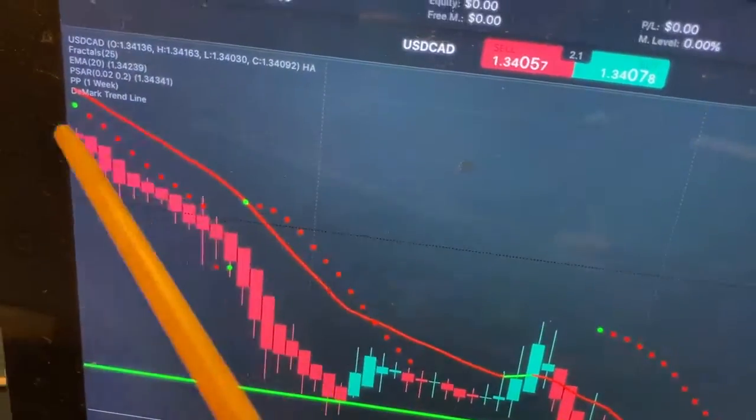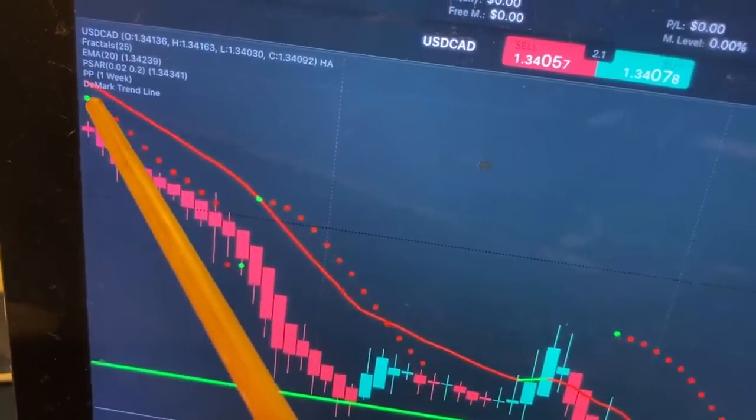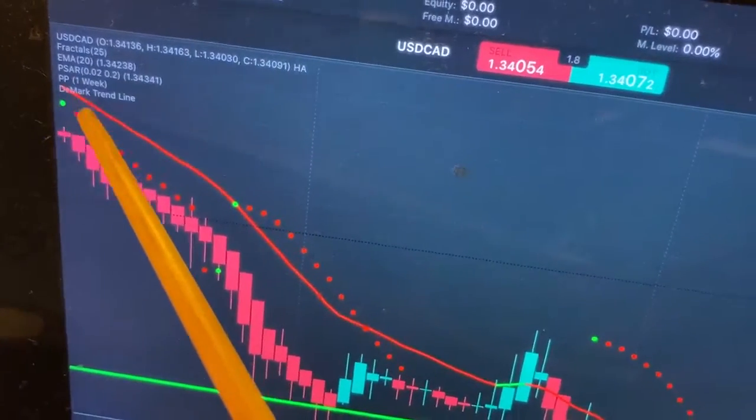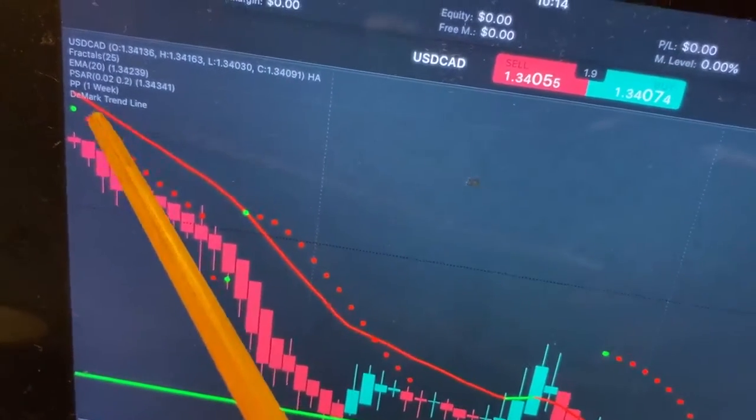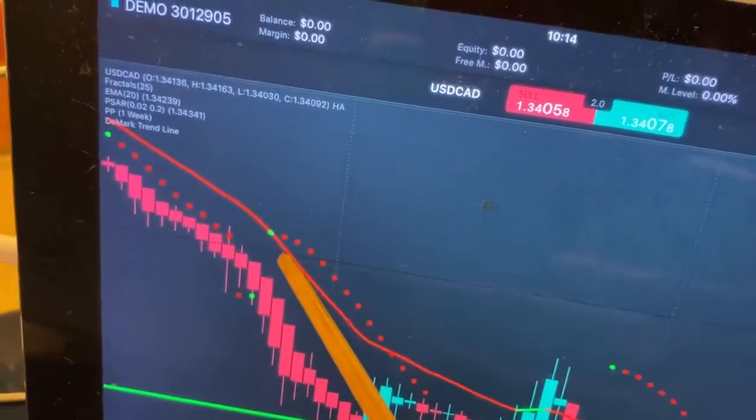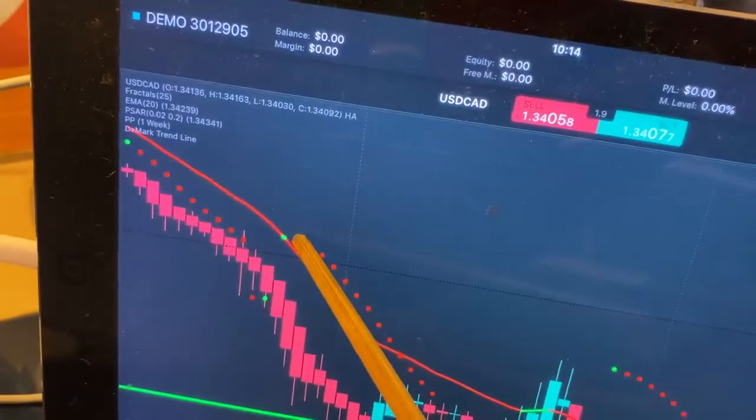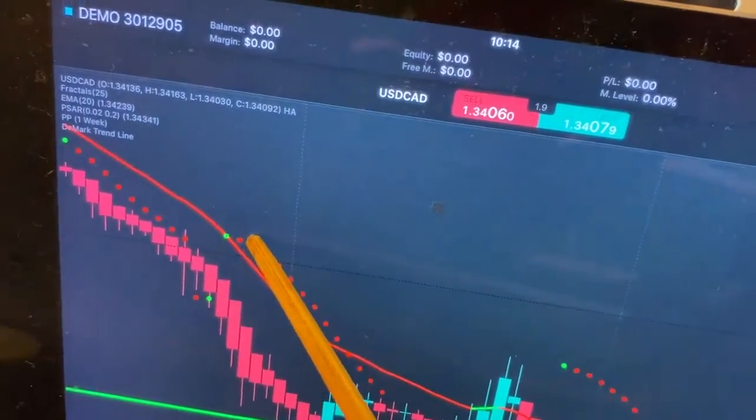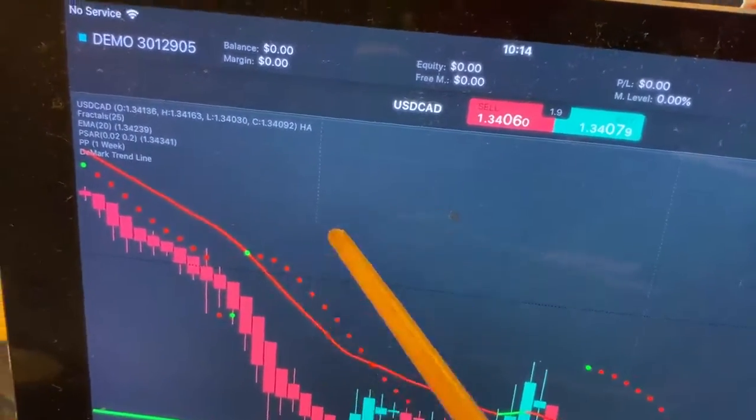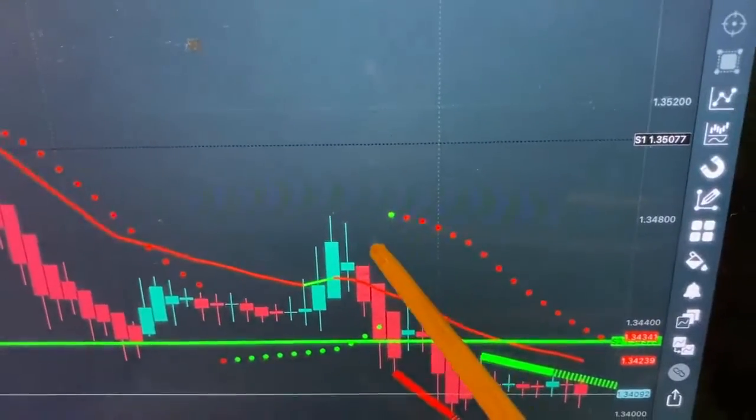Your entry should be the green above. The green above. Okay. The green above candlestick.